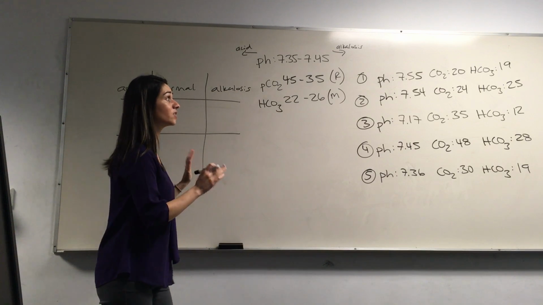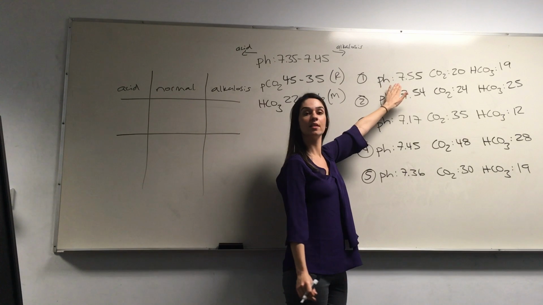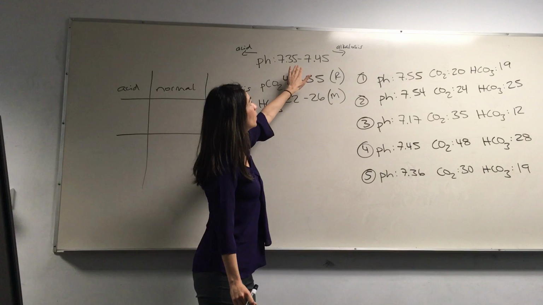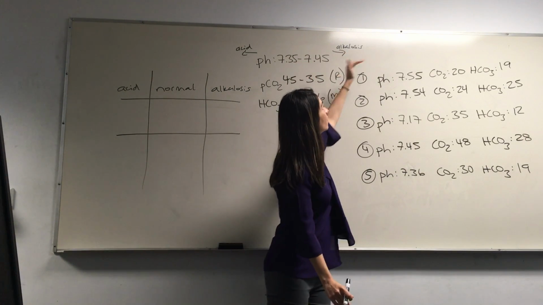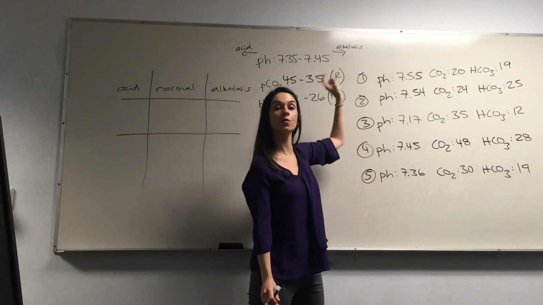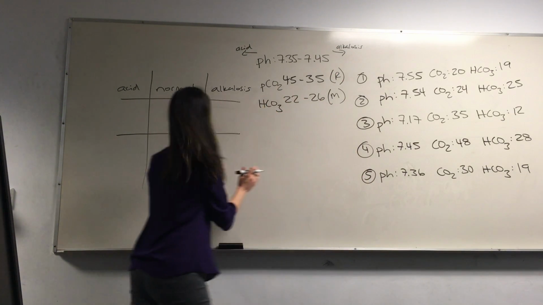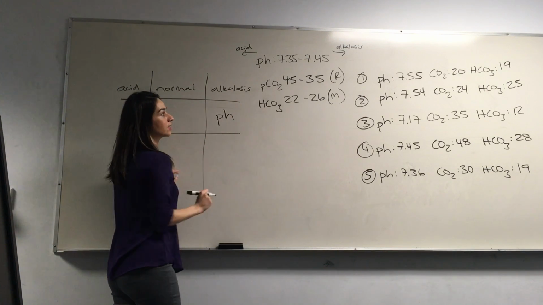And it's very simple. You start with your pH. And we're going to start with number 1, 7.55. So we know it's not in the middle, so it's not normal. And we look, 7.55 is to this side, so we know our pH, we know we're in an alkalotic state. So on your chart, you need to put your pH under the alkalosis side.